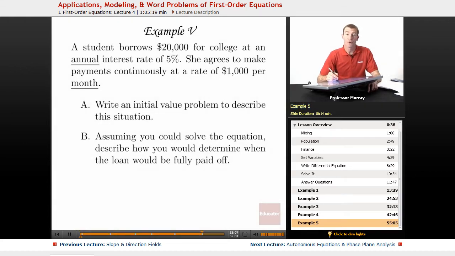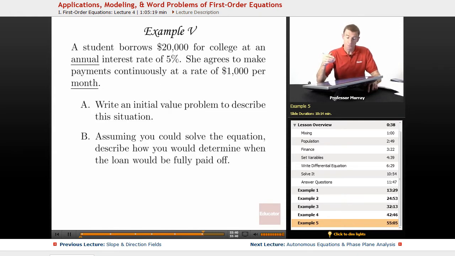Right, our last example is a financial example. We have a student borrowing $20,000 for college, so she initially collects $20,000 and uses that to pay her tuition, and then she agrees to pay off an annual interest rate of 5%. She's going to make her payments continuously at a rate of $1,000 per month. So the idea here is that every month she's going to pay $1,000, that's a constant, but at the same time she's got this large balance which is building up interest.